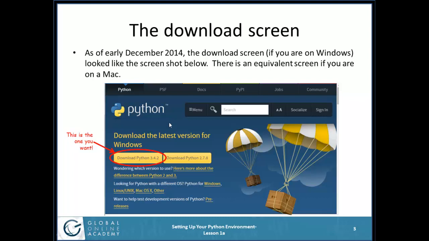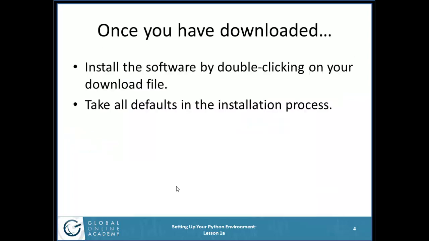Now this is the screen that came up because I ran this on a Windows machine. If you're running this on a Mac machine, you'll get download the latest version for Mac, not for Windows. And you can always switch to the operating system that you want down here. Download the one that matches your computer. When it's downloaded, install the software by double-clicking on the file that was downloaded. Take all the defaults in the installation process. We don't need to customize this in any way. Just a standard, straight, default installation of Python will be perfect for this course.